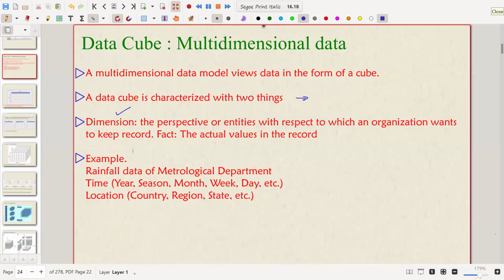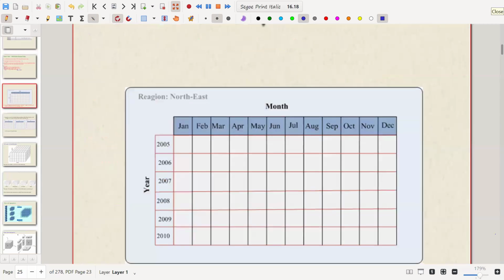So you will see how the same scenario happens in rainfall data from the meteorological department. We are recording the time: which year, how much rain has happened, in which season, in which month, which week, and which day of the week. And the location also: country, region, state, locality, district. After that, you can come to city, and further to district. Yes, fine. So now let us see one by one.